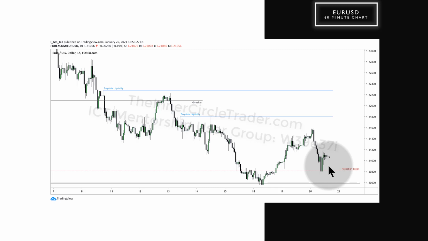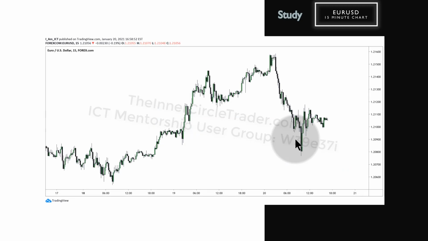And like I mentioned in the previous discussion, we didn't want to see a run back above that rejection block here, and we did. We got it. So it kind of makes things a little more sketchy. 15-minute time frame on Euro. If you're not ready for the annotations, pause your video right now.